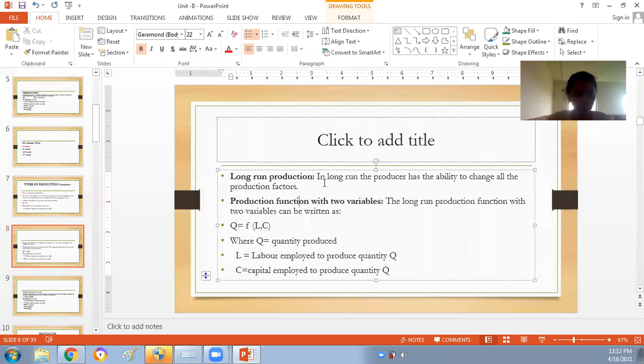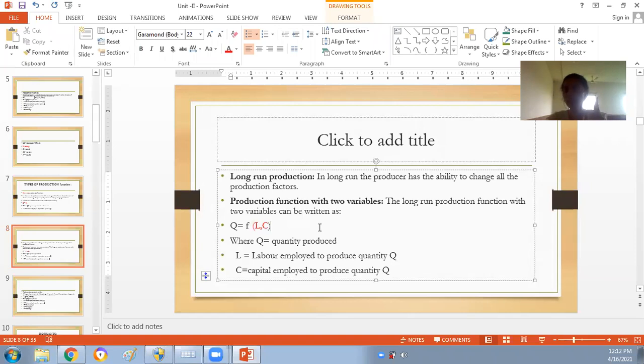Okay. In long run, the producer has the ability to change all the production factors. Now, the production function with two variables. What are those two variables? The long run production function with two variables can be represented as Q equal to F of, that is functional relationship of L and C. What are L and C? L represents labor, C represents capital.